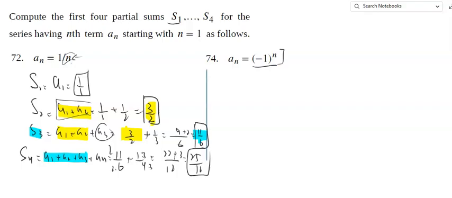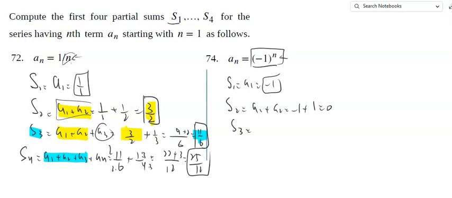Here, this is again an alternating series. Alternating series is a series that switches from positive to negative. S sub 1 is a sub 1, and if you put 1 in there, you get a negative 1. S sub 2 is a sub 1 plus a sub 2, that's negative 1. When you put a 2 in there, negative 1 squared is 1, that's a 0.